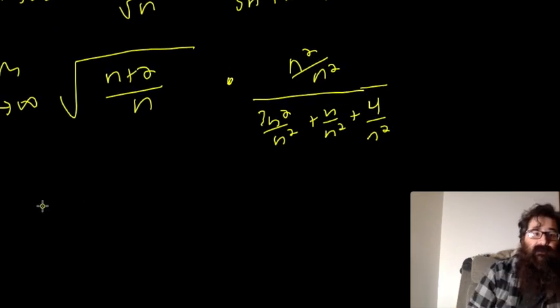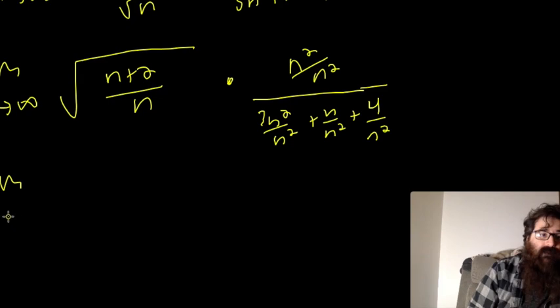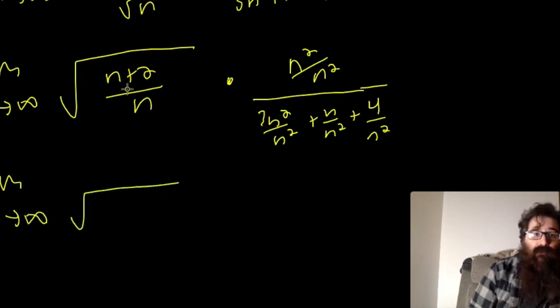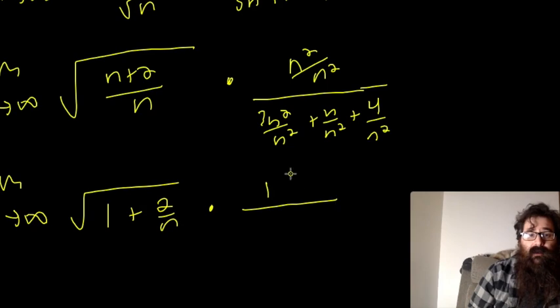Here to simplify this. Limit as n goes to infinity of square root of n over n. If I break this up, n over n gives me 1, plus 2 over n stays, times, and then here I have n squared over n squared is 1, divided by 3n squared over n squared is 3, plus n over n squared is 1 over n, plus 4 over n squared.